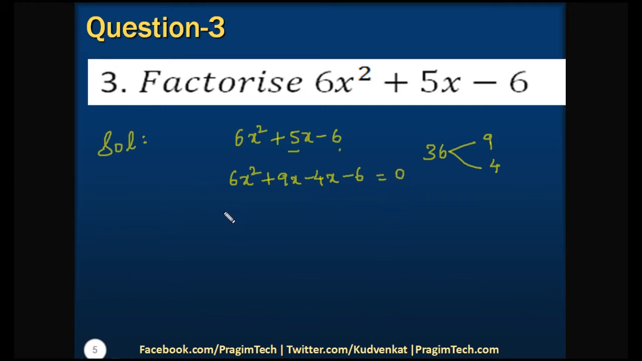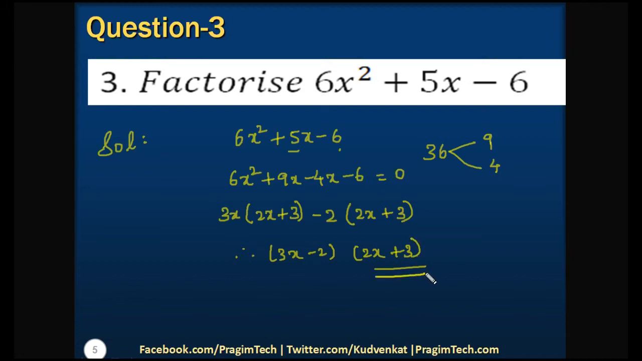So here we'll consider 3x as the common factor. So it will be 2x plus 3. Here, once we take minus 2 as common, it will be 2x plus 3. So minus 2 into 2x is minus 4x, minus 2 into 3 is minus 6. Therefore the factors are 3x minus 2 and 2x plus 3. So these two are factors for the given equation, right?